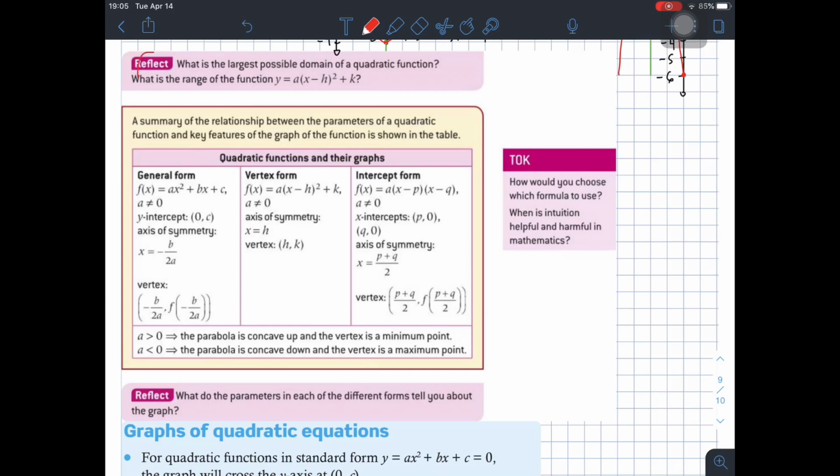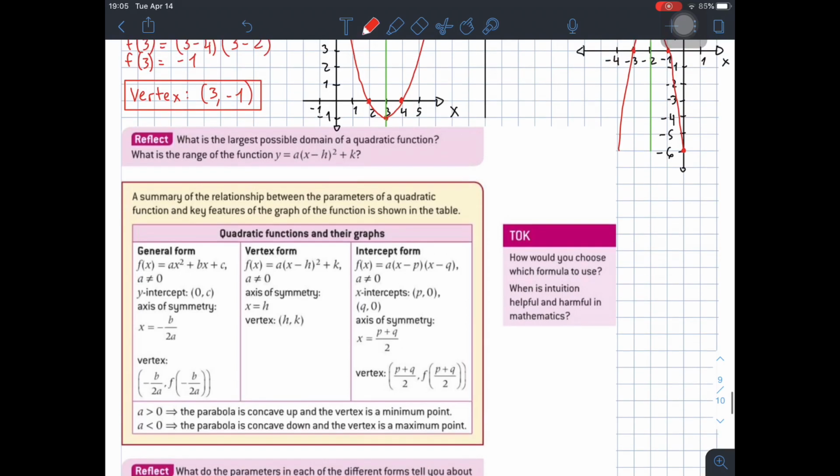Here's a reflection question before. It says, what is the largest possible domain of a quadratic function? What is the range of the function y equals a times x minus h squared plus k? If you think of a quadratic function, the largest possible domain is all real numbers, right? Domain, all real numbers, because it does not have any restriction for the x values. So the domain, the largest possible, is all real numbers.